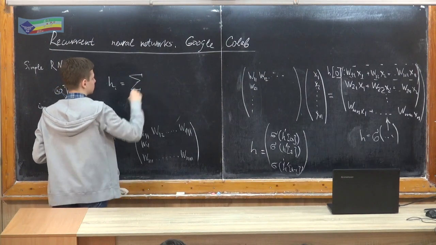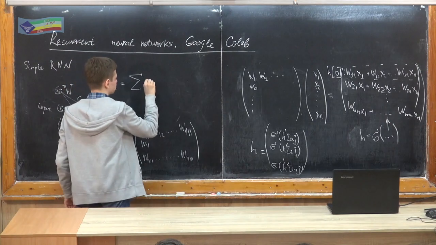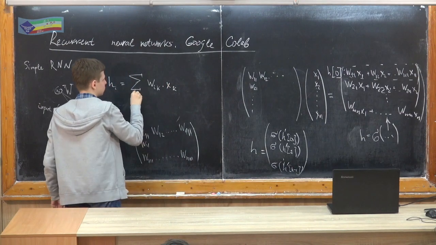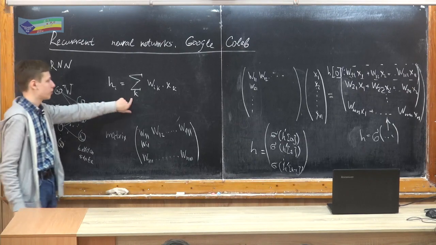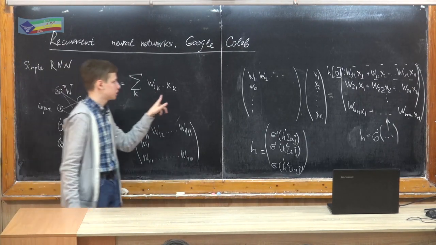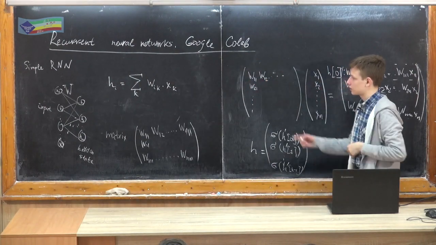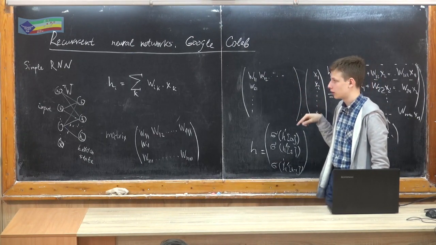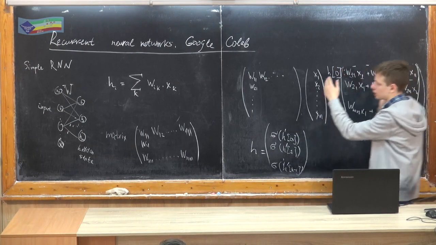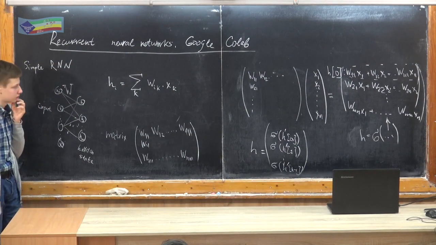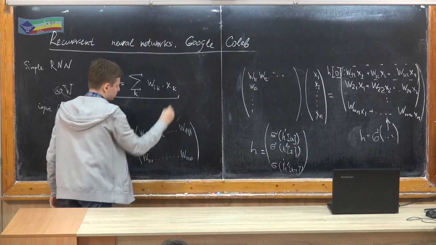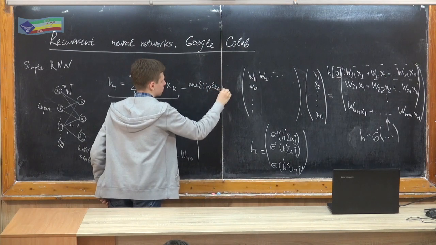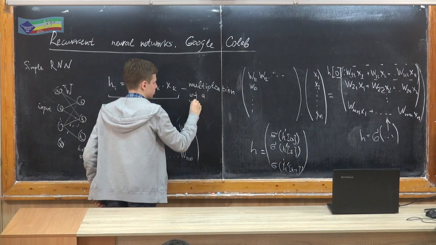hi can be found out by using this formula. We sum over k indexes, so we take a first row and then we multiply it by the according x value, and then we sum all of that. And this is the same as that, just written in a more compact mathematical form. And this whole process is called multiplication of a vector by a matrix.